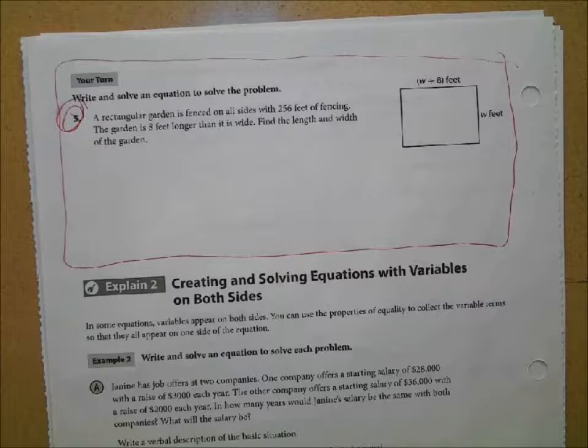Think about how you would write this out. Okay, and you are supposed to solve it then too. So once you got it written, but maybe let's just check to make sure that we've written it out correctly first. Okay, so just write out what you think is the relationship here. A rectangular garden fenced on all sides with 256 feet of fencing. Okay.